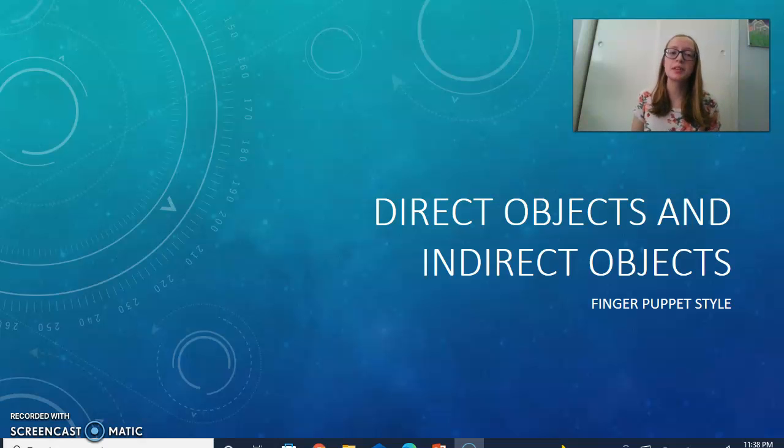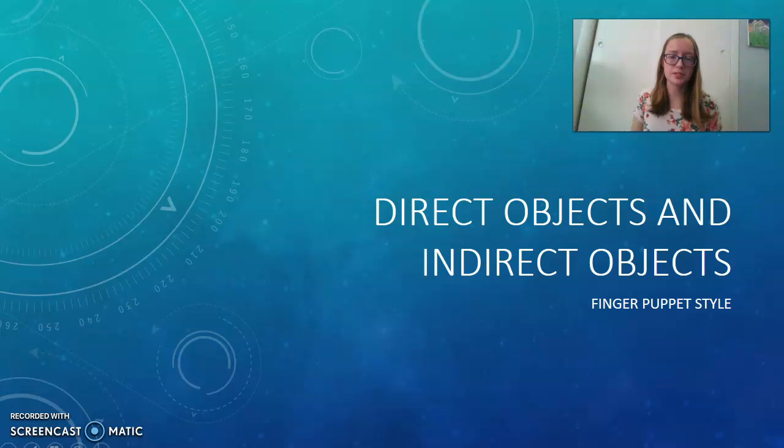And I know that's probably something that you've learned and done before, but sometimes it can get confusing in different areas of it. So we're going to go over it again today, and I'm going to use finger puppets to help you focus more and really grasp the concept of it.